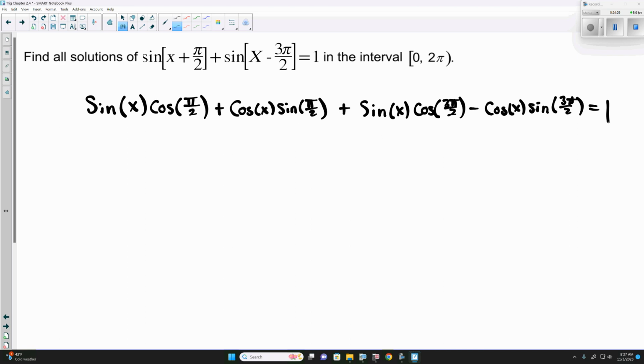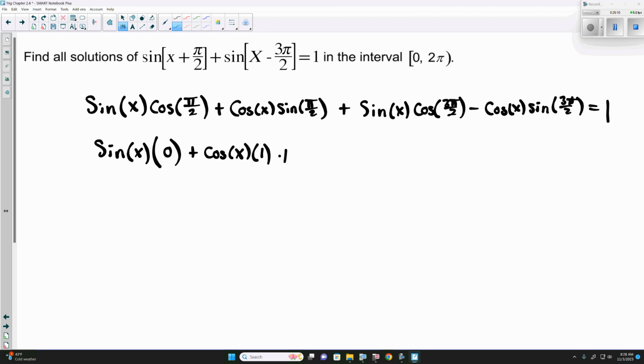Now for the most part for the ones we'll do, especially on the test and the homework, the angle that they're going to give us is going to be on the unit circle, because otherwise we're going to have to use the graphing calculator to approximate solutions, because they're going to get not nice very quickly. And if we use the unit circle, cosine of pi over 2 straight up is 0, plus cosine of x. Sine of pi over 2 is 1.